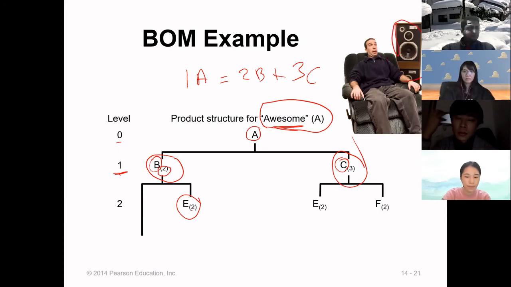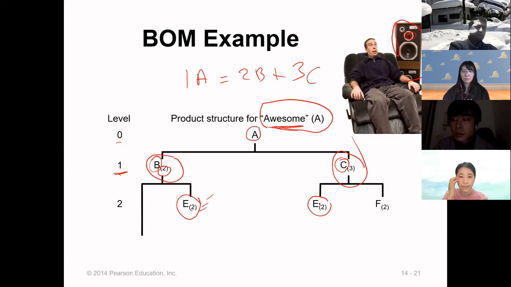Okay, this amplifier. Probably you need this small woofer or whatever. You need 2 in order to build 1. So in order to make 1A, you need 2 times 2, 4E. Understand? And the same here, you need 2 of E. E is common. They mean E is needed in C as well as E is needed in B. So this is another component, another part.